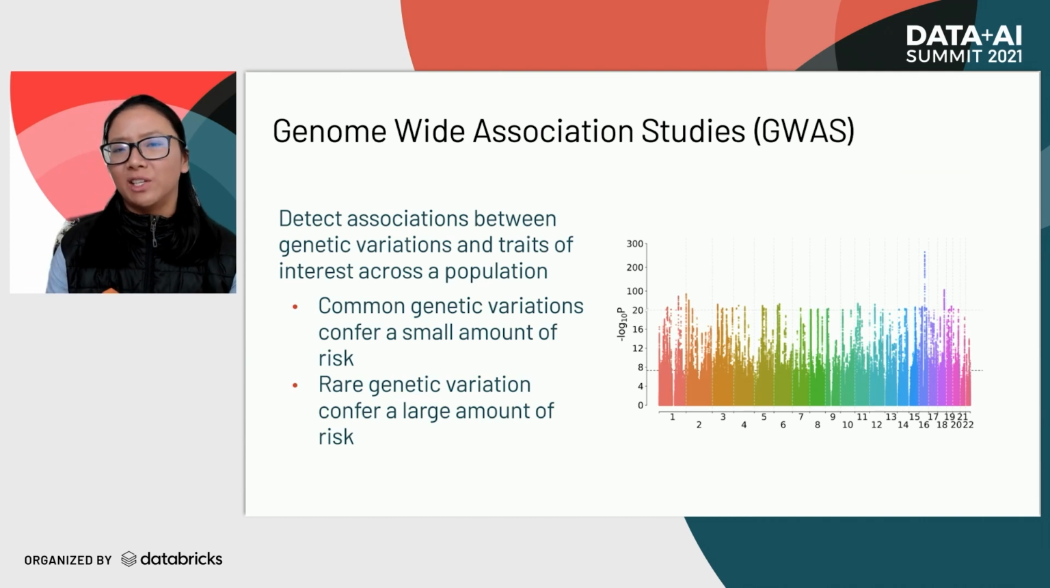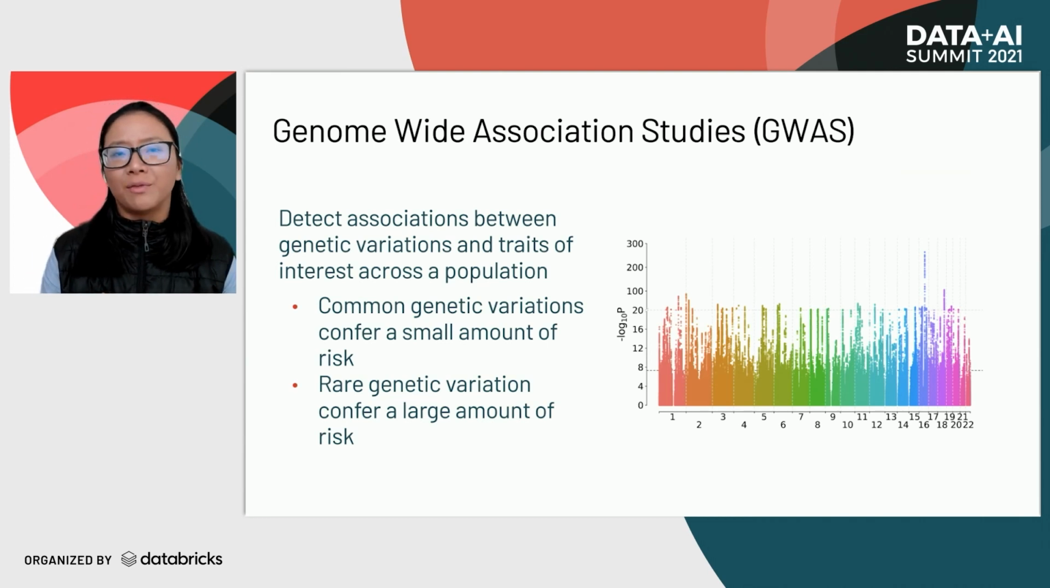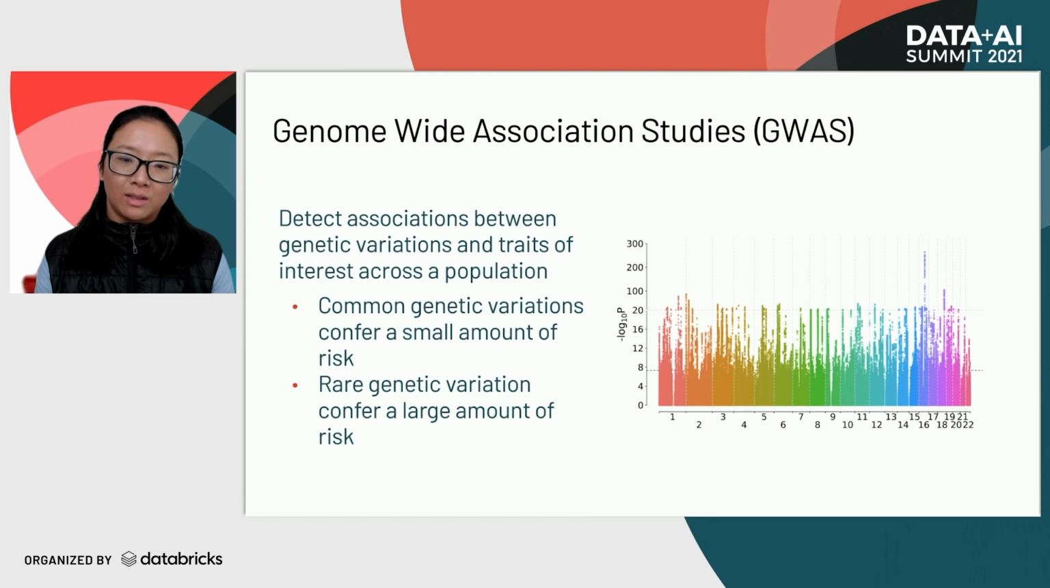And rare variants are interesting because they can have greater effect sizes compared to common variants, whose effect sizes are limited by purifying selection. This is a trait of natural selection. If a genetic variant is very harmful, it tends to get selected out of the gene pool.